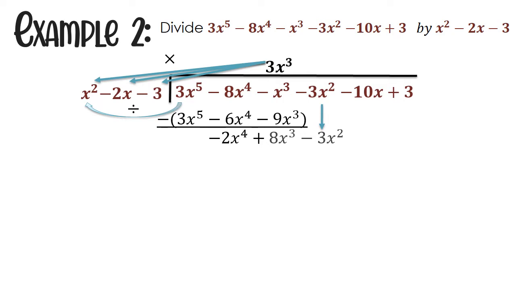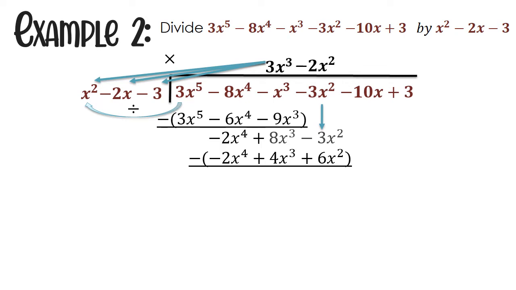Now again, we have a new polynomial. Negative 2x raised to 4 divided by x squared is negative 2x squared. Again, multiply negative 2x squared times x squared minus 2x minus 3, which is equal to negative 2x raised to 4 plus 4x cubed plus 6x squared. Again, subtract. We have negative 2x raised to 4 minus negative 2x raised to 4 is 0.